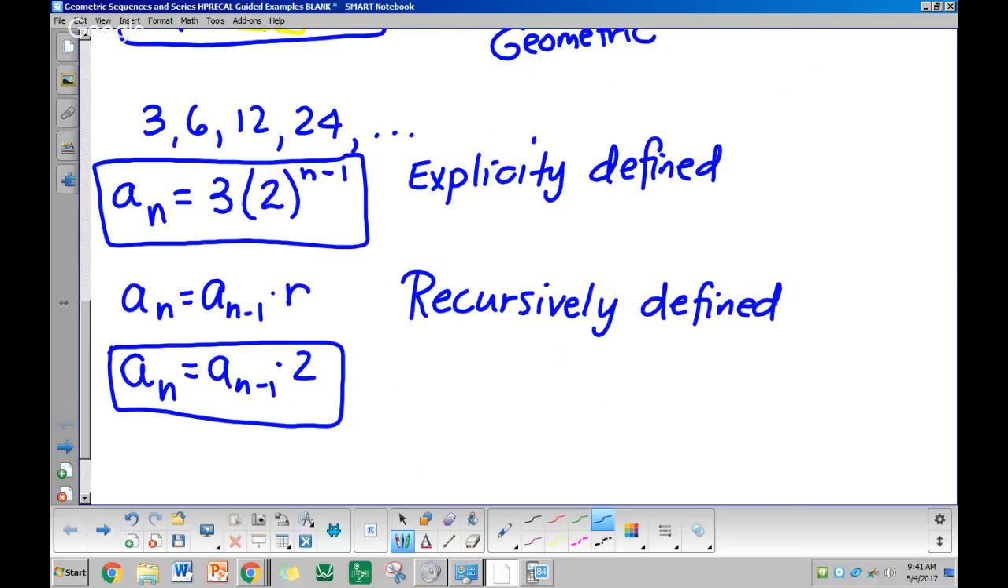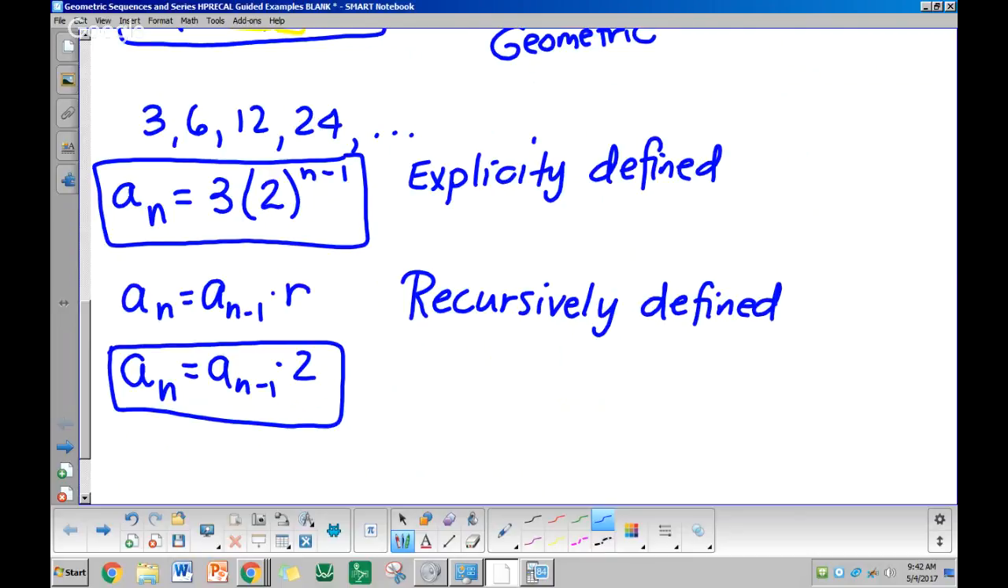Okay? I don't get recursive. Recursively defined means... Why is there a substitute for a sub n minus 1? Okay, because let's say I wanted to know a sub 4. That means n is 4, right? I want a sub 4, that means I have to take a sub 4 minus 1, which is a sub 3, and do what to it? Multiply by 2. That's a good question.